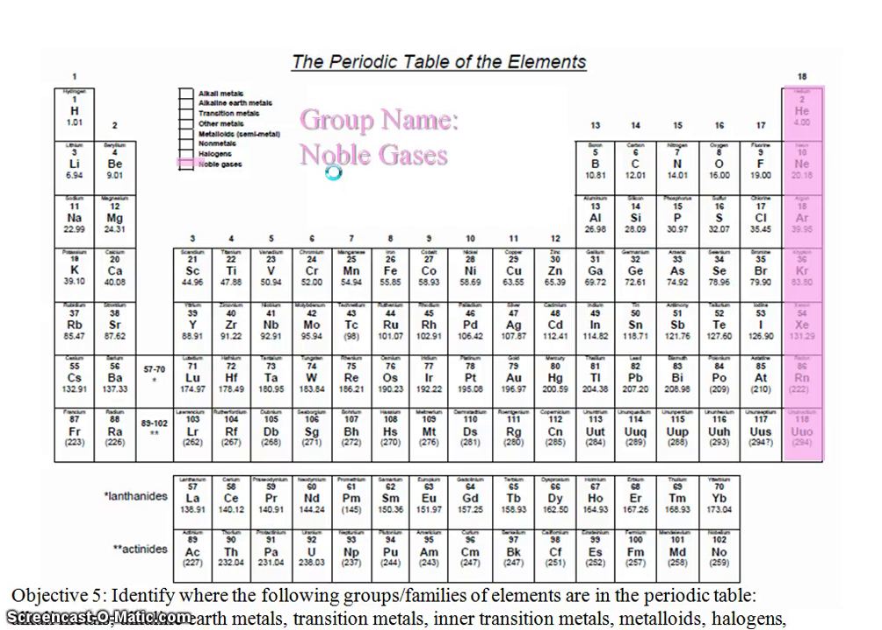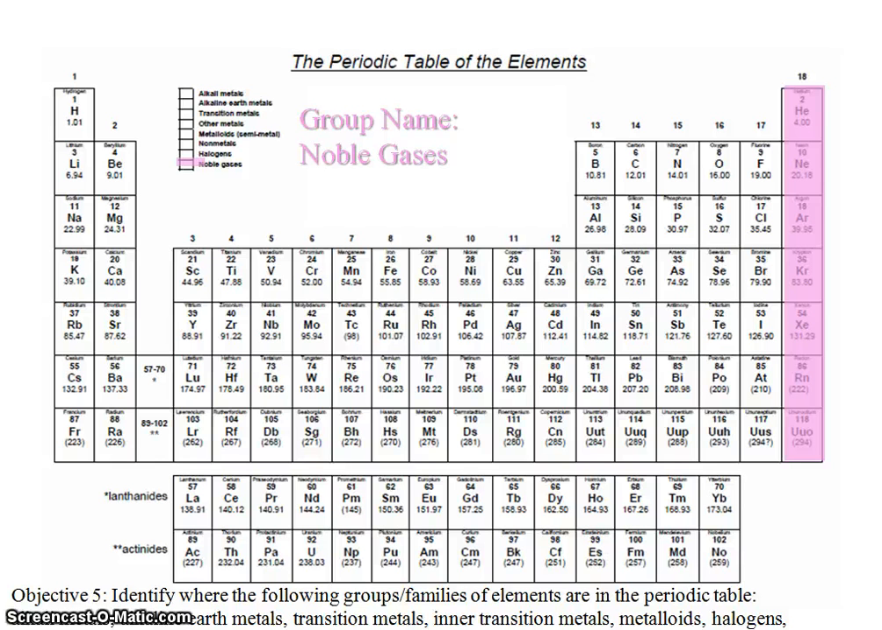You will not be responsible for knowing the other groups, which on this periodic table graphic you can see we have labeled as other metals and non-metals, because you've already categorized those on a previous periodic table. So these are the element group family names that you will be responsible for locating on the periodic table.